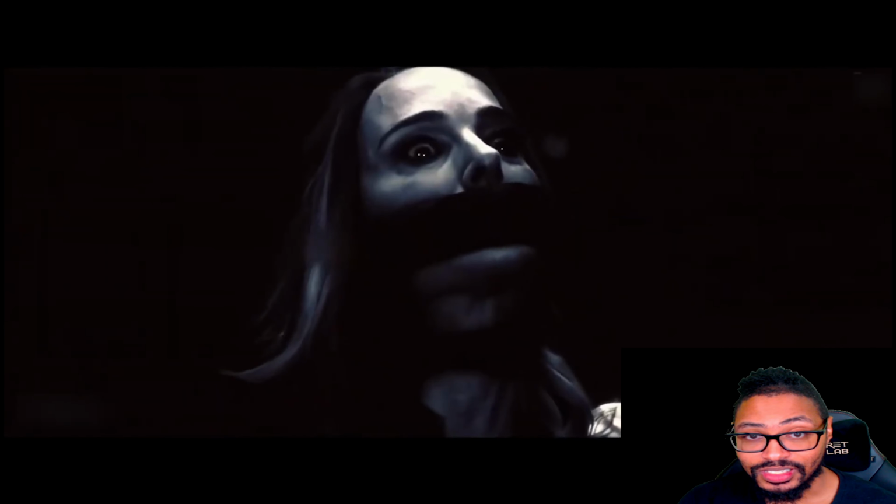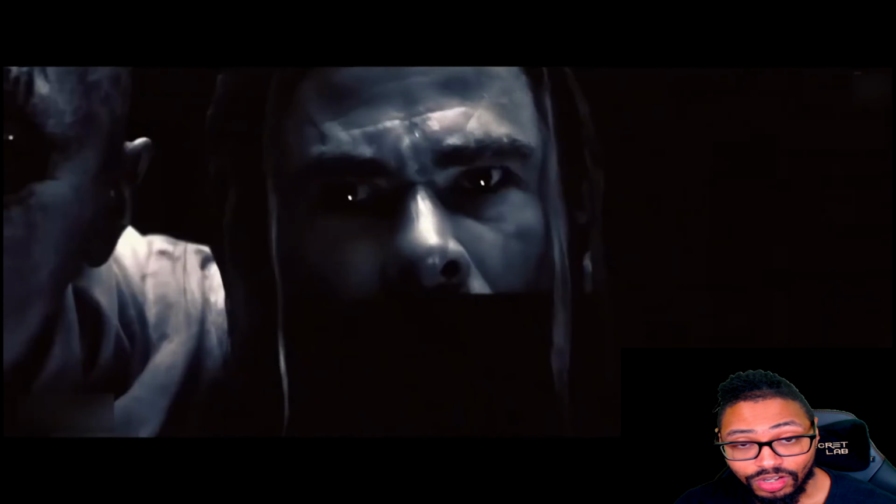These are the differences that I saw in the MCU version of the character and the comic version of the character.